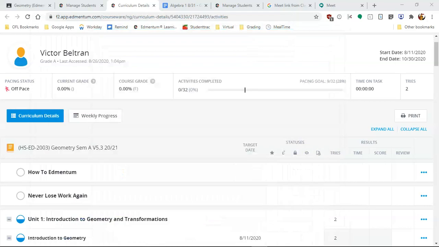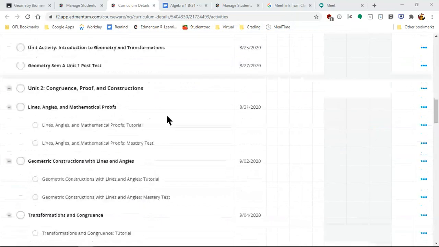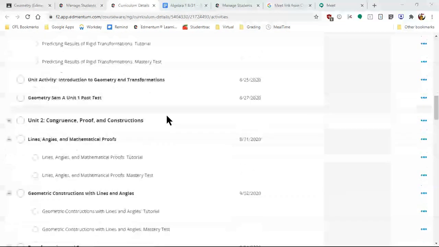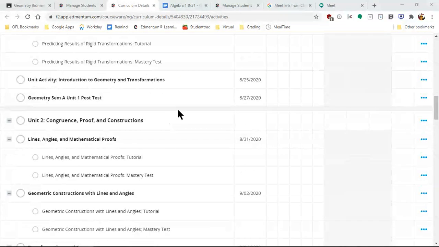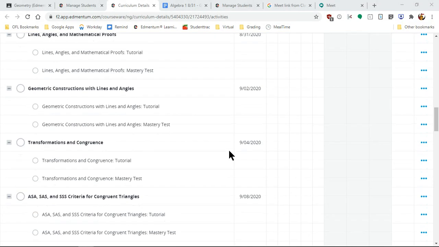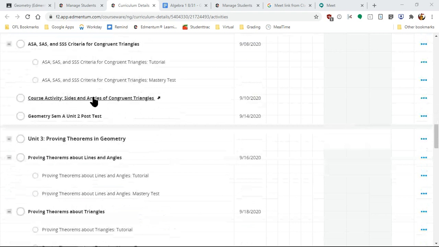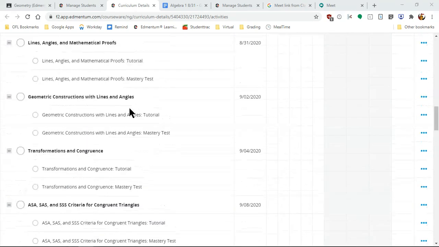So new unit, new beginning. Let's get into this. Now we're going to talk more about the actual geometry and how it's applied to things like lines, angles, and eventually triangles, which is what the unit activity is going to be talking about.